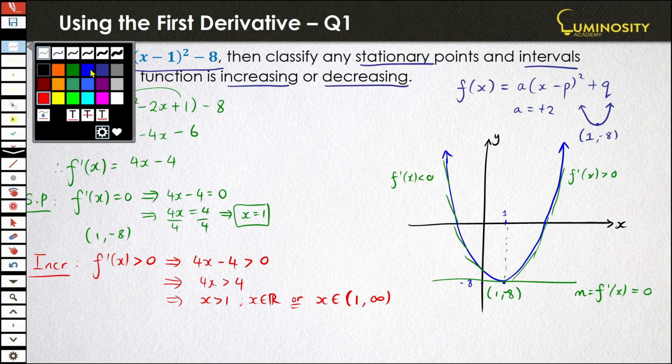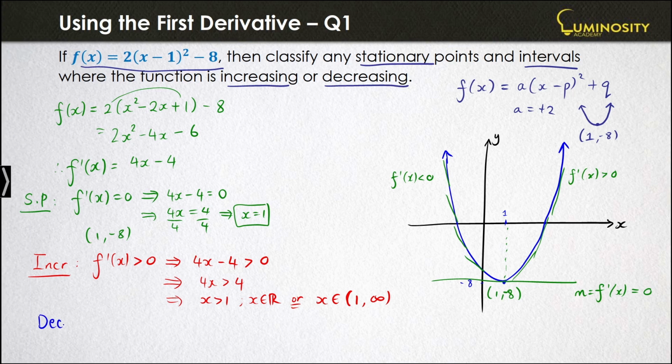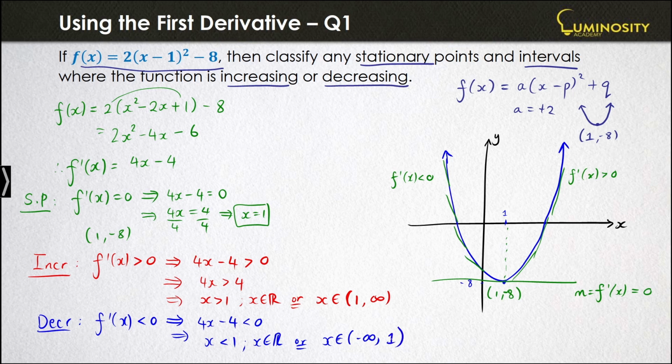Then where's your function decreasing? It's decreasing whenever the first derivative is less than 0. Again, we have a linear inequality that we can solve algebraically. Following the same steps, we get x less than 1, where x is a real number. In interval notation, that would be x is an element from negative infinity all the way to positive 1, but not including it. That is the solution to this type of question, and we can see it very nicely graphically if we are able to sketch the function as well. Awesome. I'll see you in the next one.